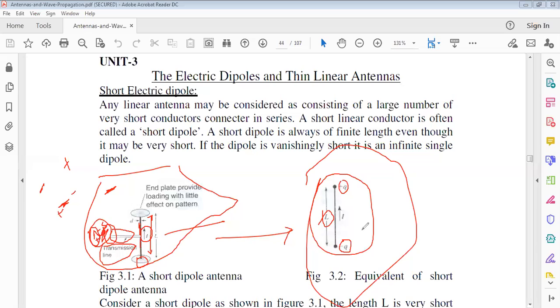So actually what they explain here: any linear antenna, already I told you the difference between linear and non-linear. Linear always varies proportionally, non-linear means inappropriate variations. Any linear antenna may be considered as consisting of a large number of very short conductors. Already I told you the example of the number of current poles existing from Bhimavaram to Yeluru.